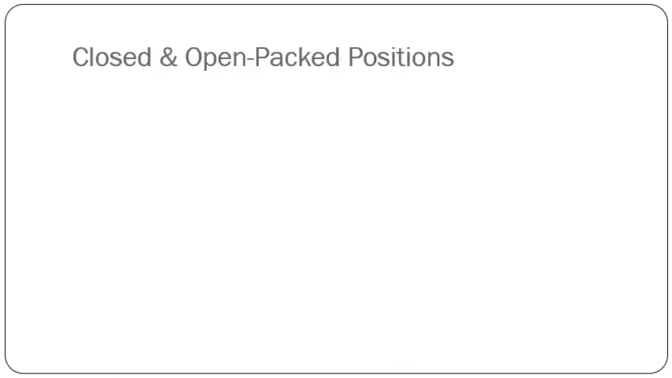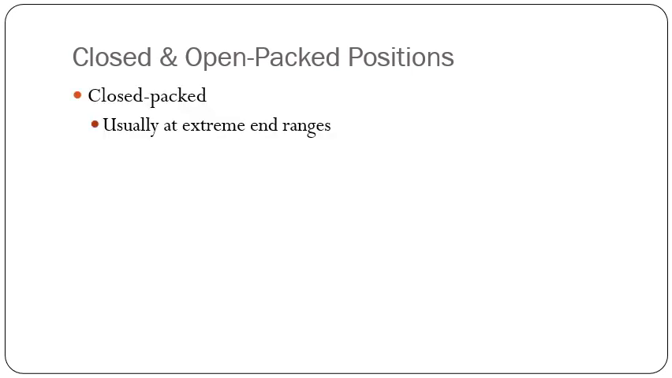The last thing we're going to talk about as it relates to joint surfaces is closed and open pack positions, and what they mean. Closed pack position is usually at the extreme end ranges, and it's when the joint surfaces are most congruent, or most together. This is when the joint is at its most stable. For instance, the closed pack position of the knee is when it's fully extended. The closed pack position of the elbow is when it's fully extended.